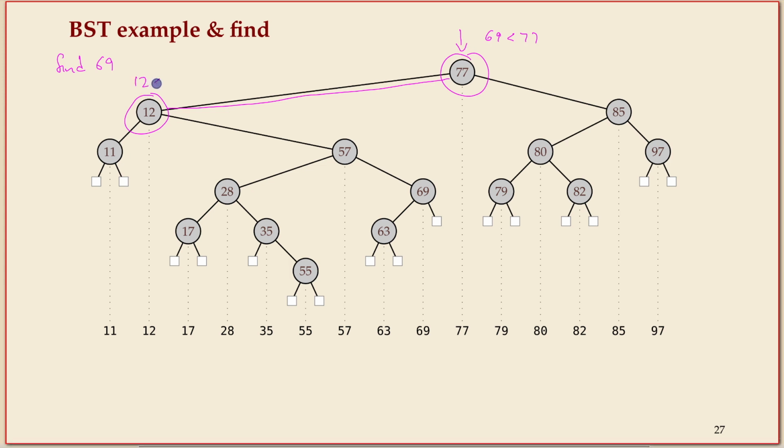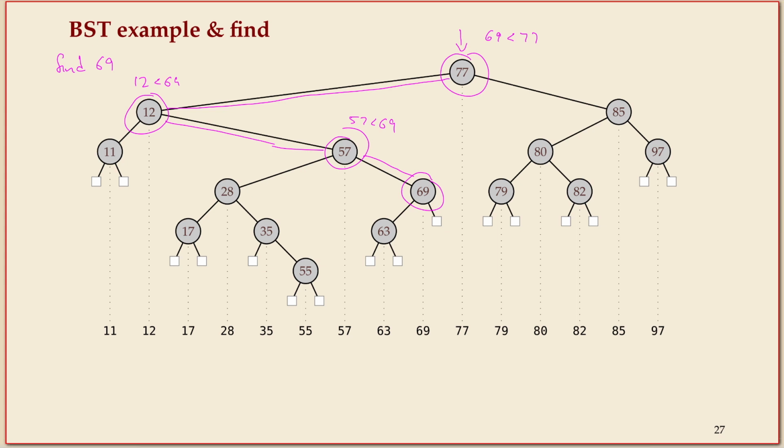12 is too small. So in this case, we go to the right. 57, again, too small. So we go to the right. And in this case, we have found a node with that key. So if we do a lookup, a get in the simple table API, we would get the value that's associated with this. So we get the value field from that object that's representing the node.